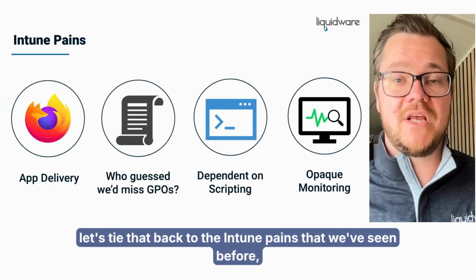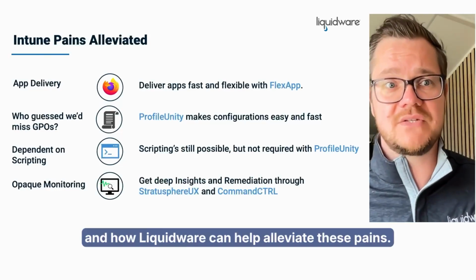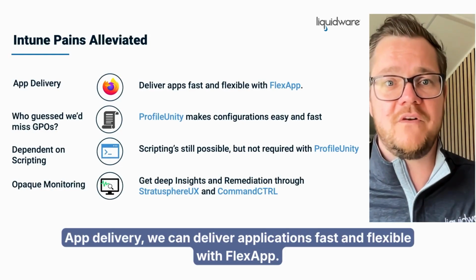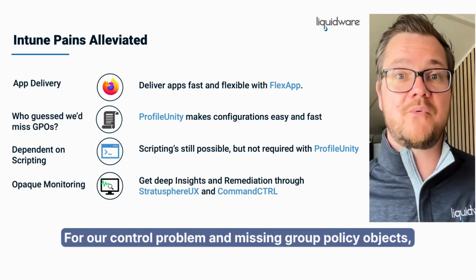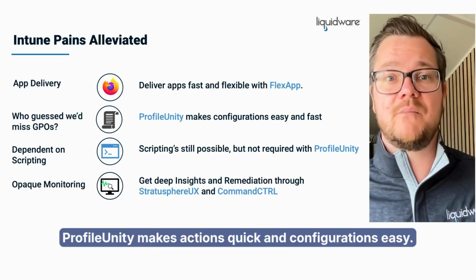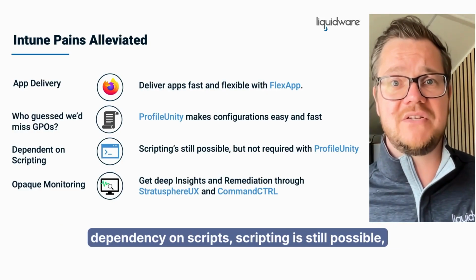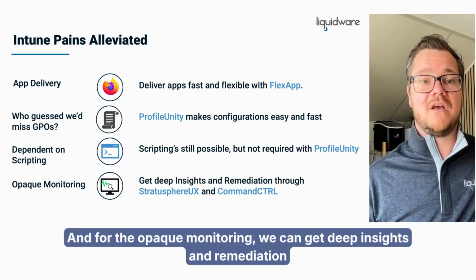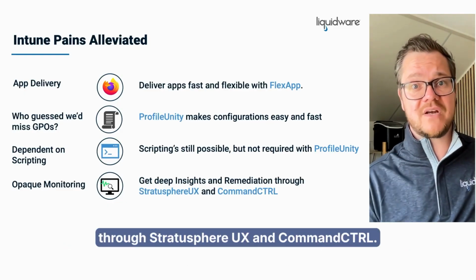So let's tie that back to the Intune pains that we've seen before and how Liquidware can help alleviate these pains. App delivery, we can deliver applications fast and flexible with FlexApp. Package an application once, delivering them everywhere. For our control problem and missing group policy objects, ProfileUnity makes actions quick and configurations easy. And our dependency of scripts, scripting is still possible, but is not required within ProfileUnity. And for the opaque monitoring, we can get deep insights and remediation through StratusphereUX and CommandCTRL.